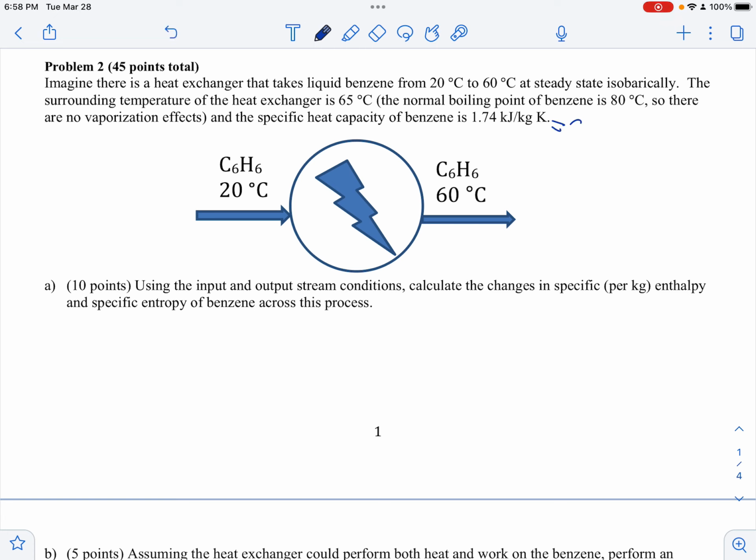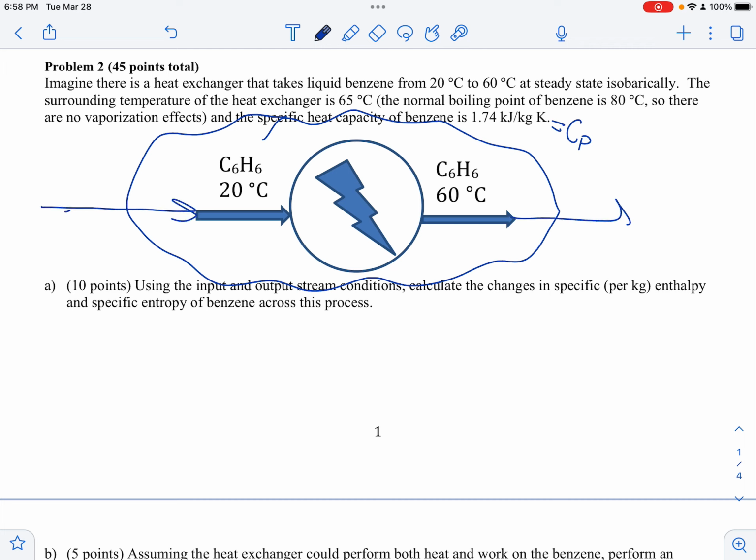So I'm going to call this Cp. I'm going to just draw a surrounding. I guess the stream may not be part of the surrounding, but this is 65 degrees C. We have a P1 and T1, which is 20 degrees C, and P2 equals P1, and T2 equals 60 degrees C. Anything else? I think that's it.